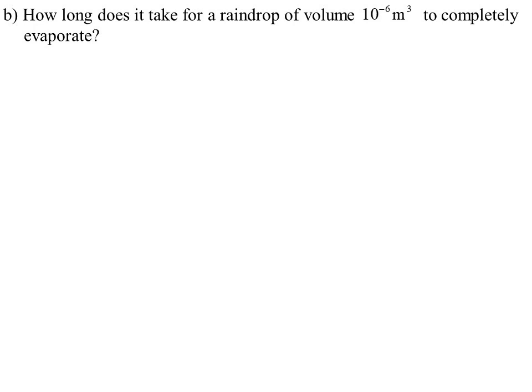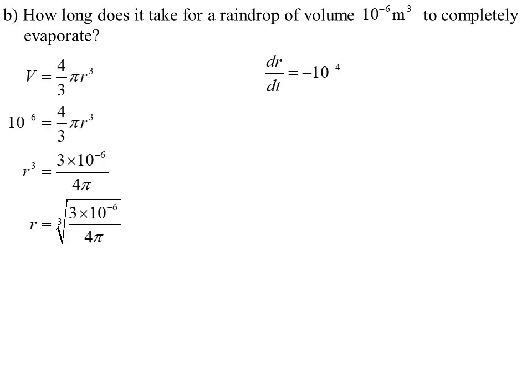How long does it take for a raindrop of volume 10 to the negative 6 metres cubed to completely evaporate? Wow, that's small. Well, I suppose raindrops aren't that big. So dr/dt we have just worked out is minus 10 to the power of negative 4. What I've now worked out is the initial radius, because that's what we're going to end up substituting into our formula. It's a lovely expression. The cube root of 3 times 10 to the negative 6 divided by 4 pi. I'm not going to bother with the decimal approximation on that. I'll just leave it like that.